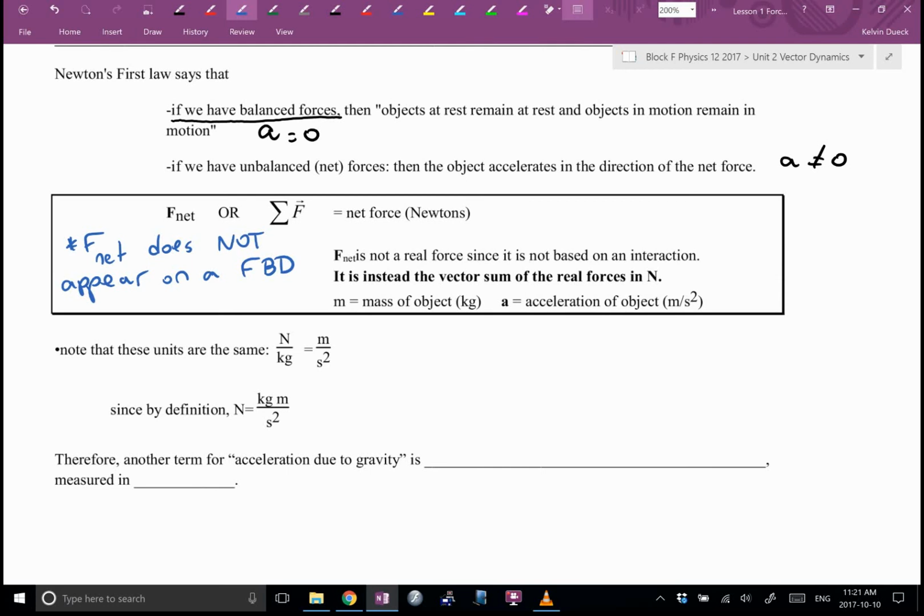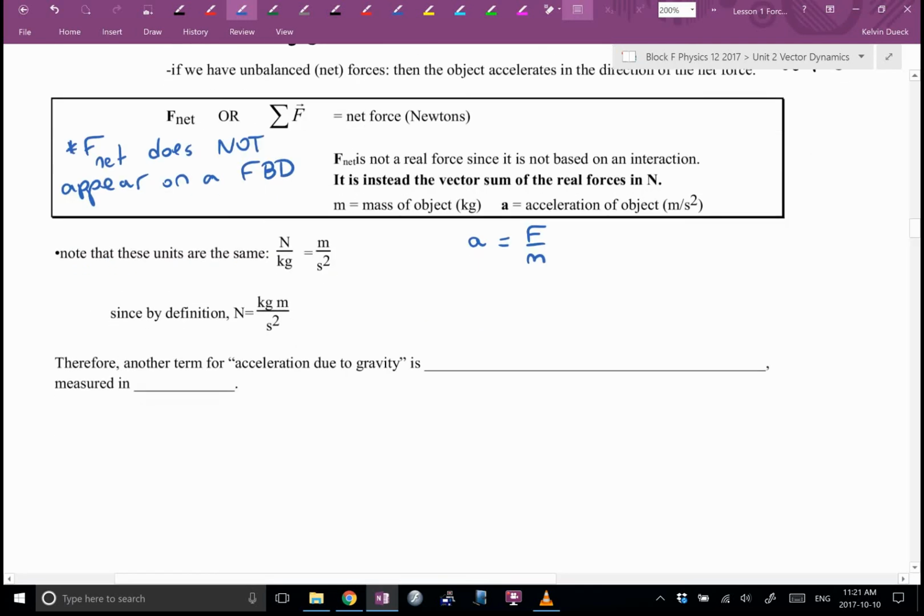Little note, these units are the same. Newtons per kilogram is the same as meters per second squared, because acceleration is also force divided by mass, newtons per kilogram. I got the a by itself in Newton's second law. So another term for acceleration due to gravity is gravitational field strength, measured in newtons per kilogram.